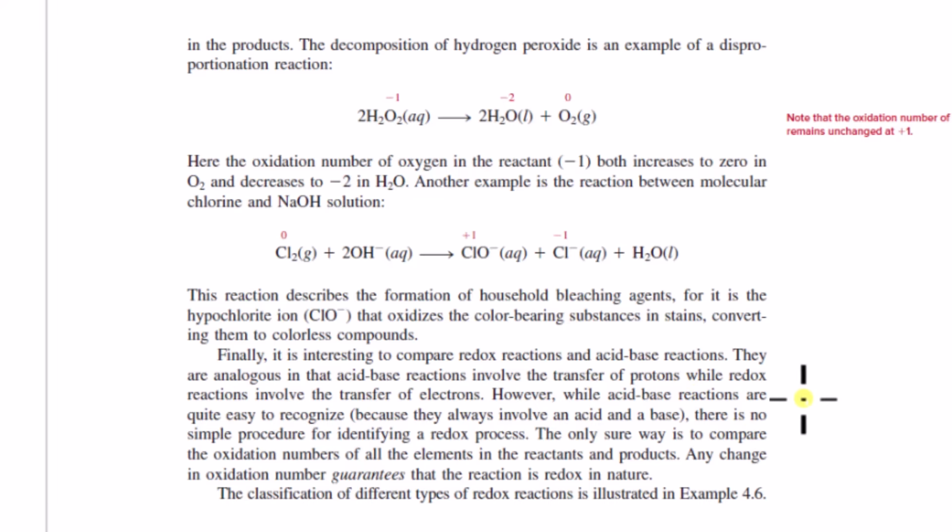Because as we've talked about, if you're tracking the same element with respect to reactants and products, and there's any change in oxidation number, no matter how much the change is, it's a redox reaction. If there's no change, then it's not a redox reaction. And that's what we saw with the precipitation reactions that we studied and the acid-base neutralization reactions we studied. There is no change in oxidation number. So those weren't redox reactions.